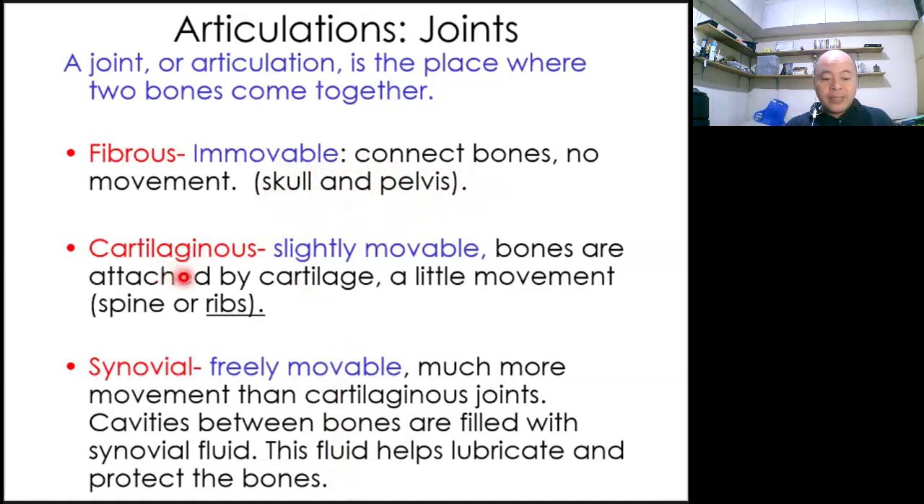Next, we have the cartilaginous articulation. They are slightly movable and attached by cartilage. For example, you have the spine and ribs. So your spine, you can move it, but not too much, right? But since the spine is composed of a lot of bones together, a little movement from one joint to another combined can make you do, for example, lateral flexion, and then you can turn a little bit.